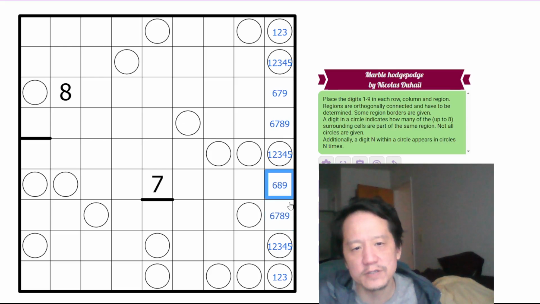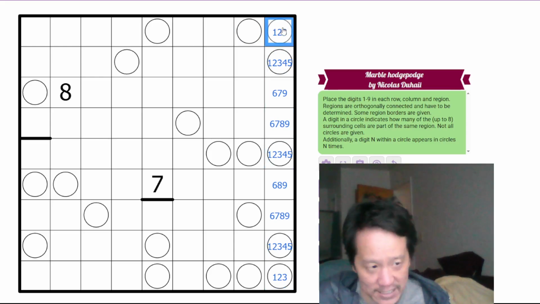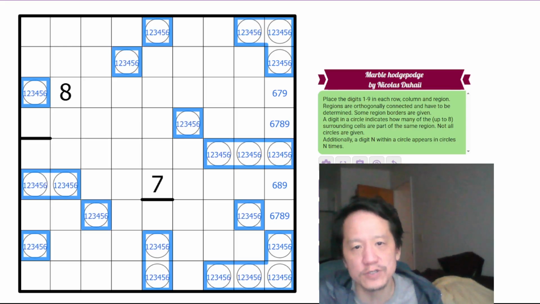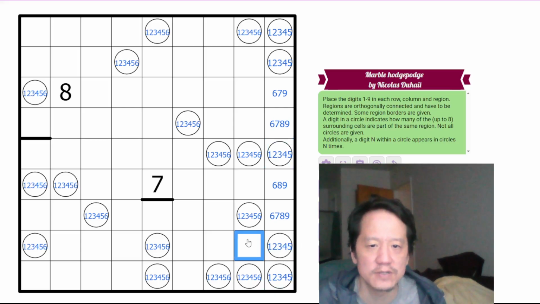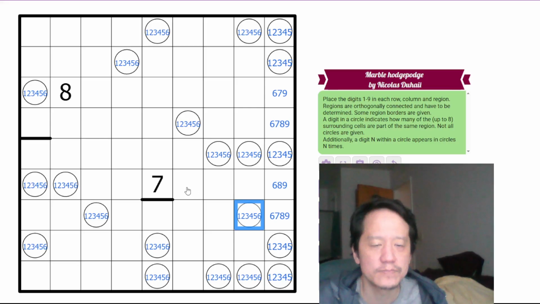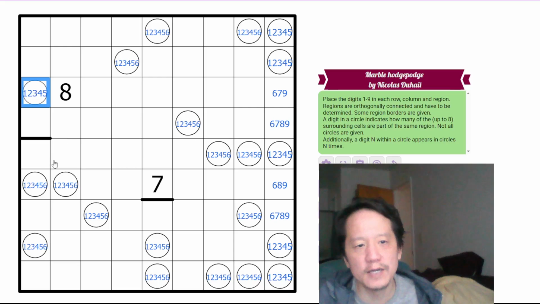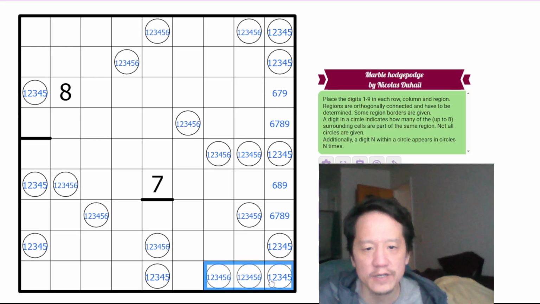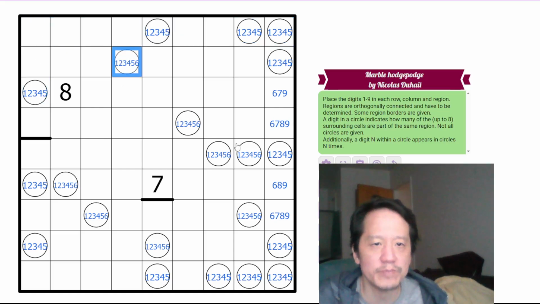This can't be 8. This can't be 7. So we must have the digits 1 through 6 in the circles. So these must be 1 through 6. But this cannot be 6, this can't be 6, and this can't be 6. Oh, that's interesting. Right. 6 can never be on the borders. 6 always has to be in the middle.